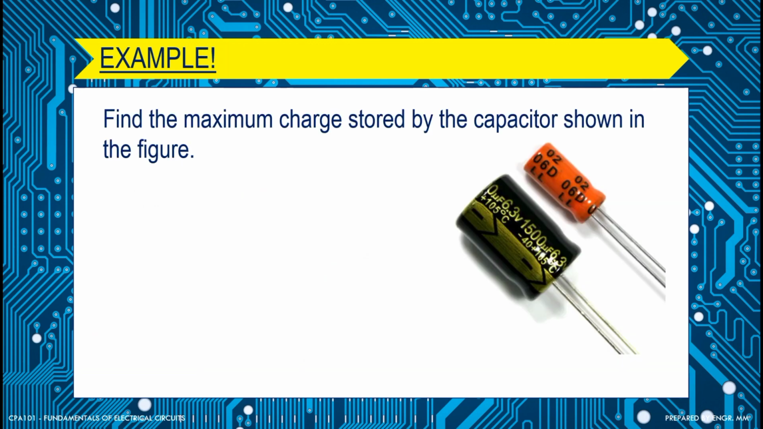So let us apply this formula in this example. Find the maximum charge stored by the capacitor shown in the figure. Let's use the formula Q is equal to C multiplied by V. Our capacitance is given in the marking, that is 1500 microfarad, and the maximum voltage is 6.3 volts. And let's put it in our calculator.